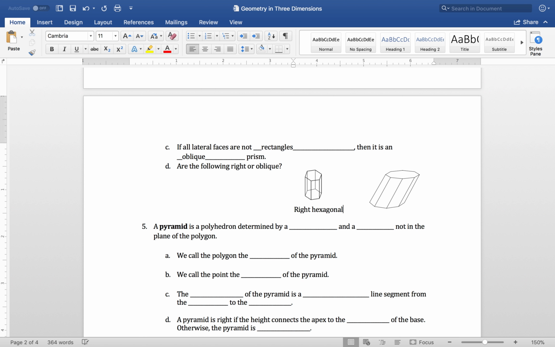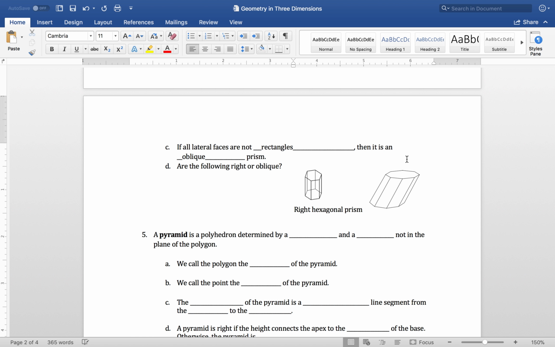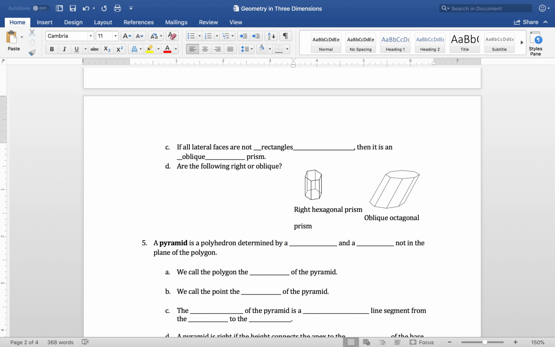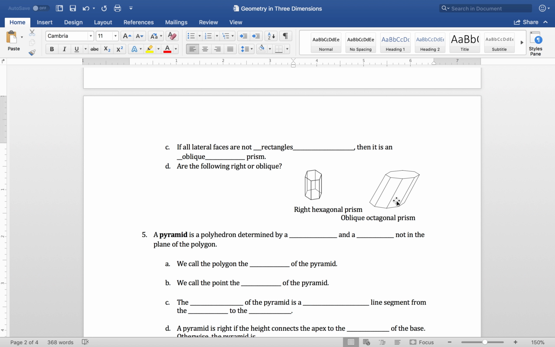So hexagonal prism is my first shape I have here, a right hexagonal prism. My second shape is oblique because instead of rectangles, I have parallelograms. So we would call this guy oblique, and it looks like it has 8 sides. 1, 2, 3, 4, 5, 6, 7, 8. Yep, so it would be octagonal, and it is also a prism. So a right hexagonal prism and an oblique octagonal prism here.